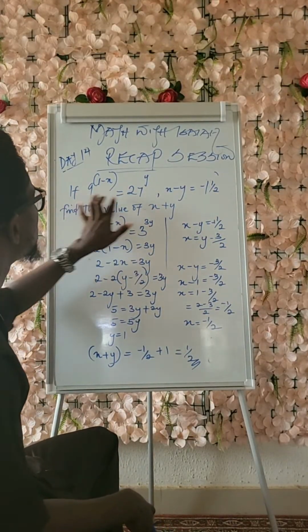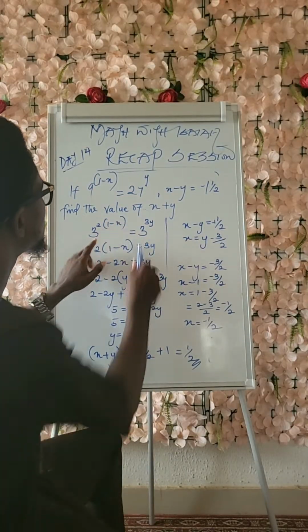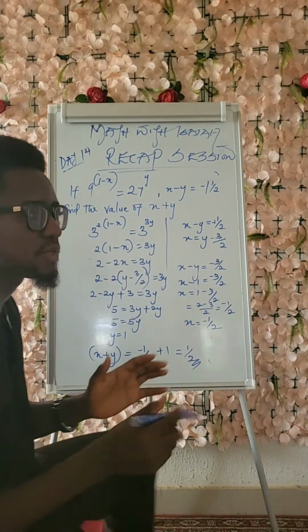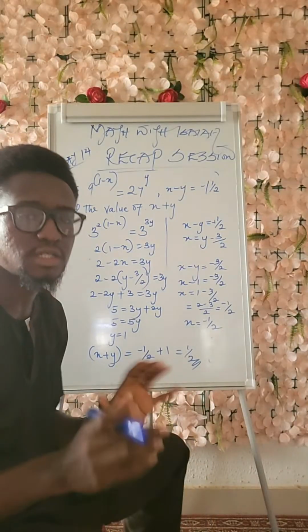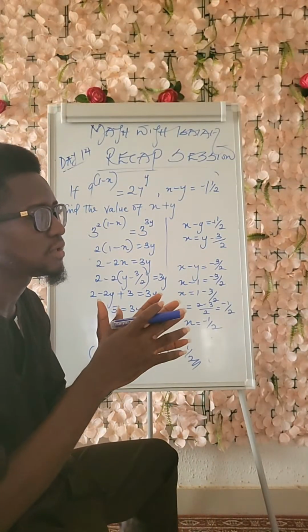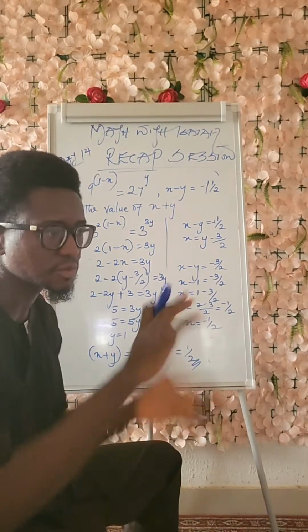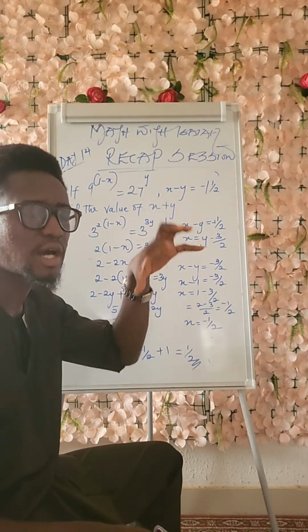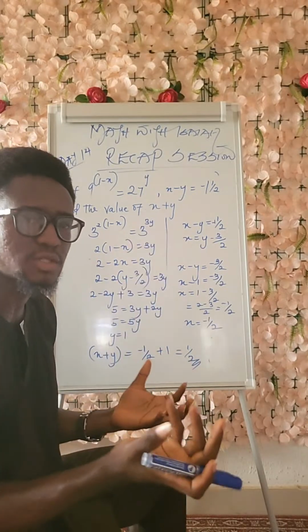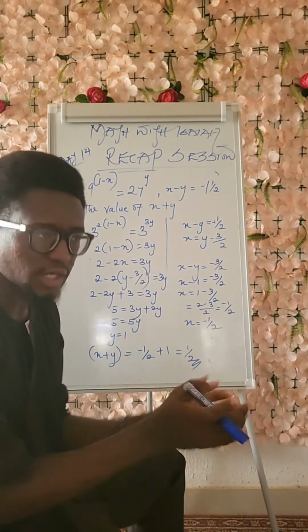You first of all simplify, equate, make sure the bases are the same. Mathematics is actually about, honestly, sometimes there's no lay down rule on how to solve a question. Sometimes you have to be creative, you have to be flexible. That's why somebody can use one method, another person uses another method, but we all arrive at the same answer.